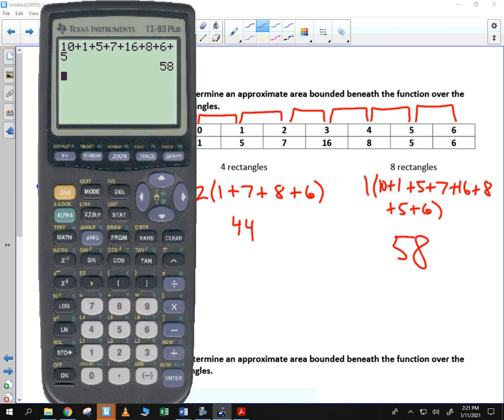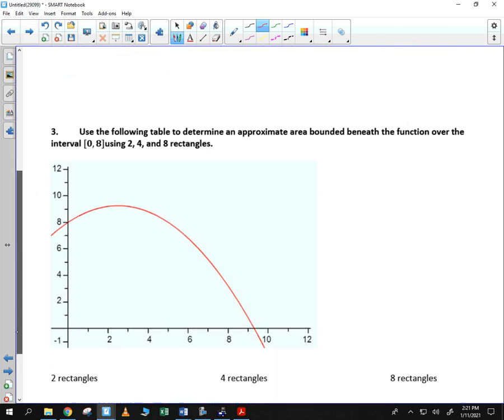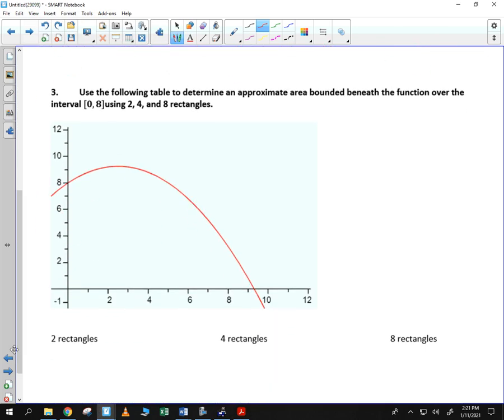There you have it. So if you're given a table, that's how you approach that type of problem. And finally, what if you're given a picture? Well, there we just really try to estimate. So determine, using not the table but the following graph, an approximate area bounded beneath the function over the interval 0 to 8 using 2, 4, and 8 rectangles. So we're only going over to 8. So we're stopping there.